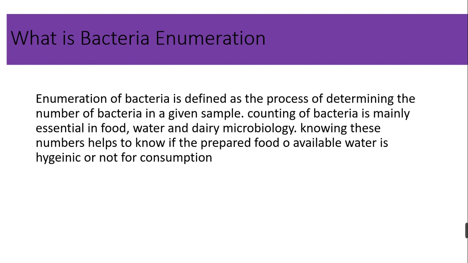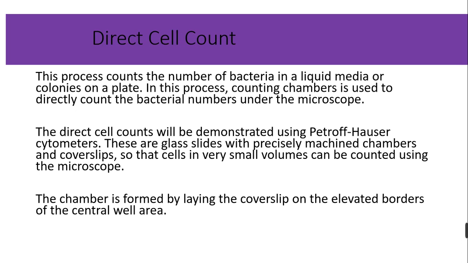It's basically important to know the food safety and quality of the food you're trying to consume, to know the level of organisms that are present, to know if this food is actually good for consumption. So we'll be talking about different methods which we're going to be using to calculate these organisms. And the first method we'll be talking about is direct cell count.